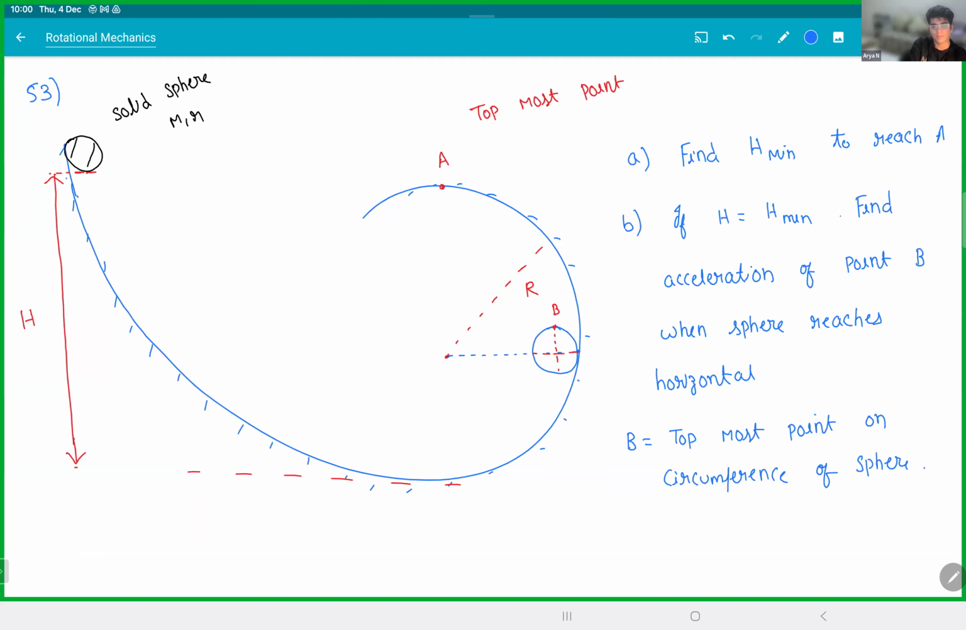Sir, no slipping. No slip. Sir, also is the track fixed? Track is fixed only. God, don't just poke everything, solve.